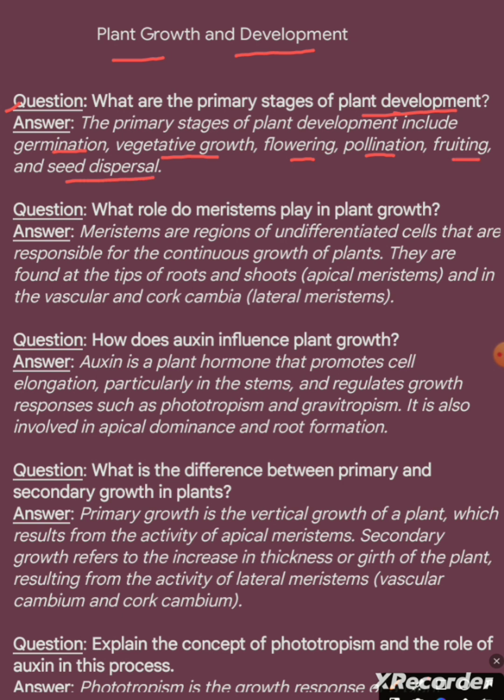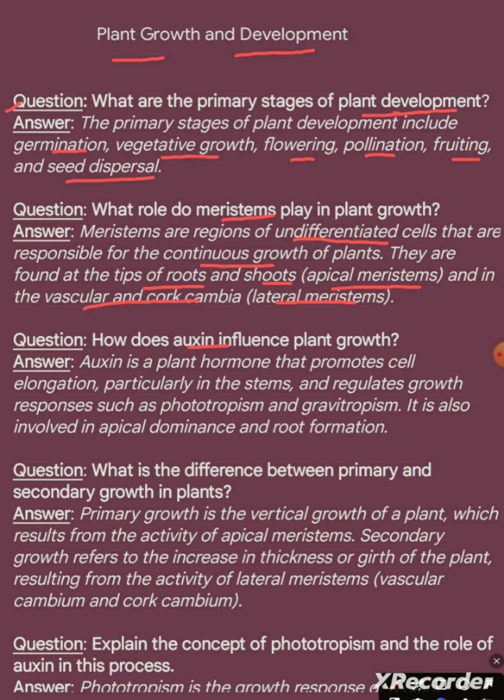Question 2. What role do meristems play in plant growth? Answer. Meristems are regions of undifferentiated cells that are responsible for the continuous growth of plants. They are found at the tips of roots and shoots, called apical meristems, and in vascular and cork cambia, lateral meristems.